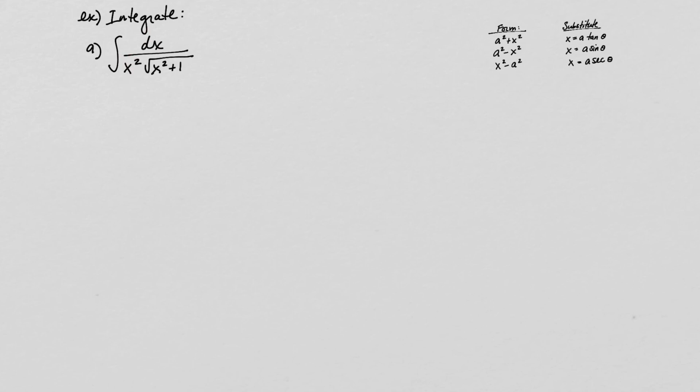But if you notice, it is of this form, a squared plus x squared, right? So remember, you could have a squared plus x squared, or you could have it be the other way around, x squared plus a squared, right? And so that's what we have. So this here is of that form, x squared plus a squared. And so in this case, my a is what?